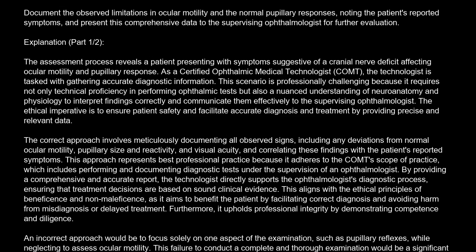The correct answer is B. Document the observed limitations in ocular motility and the normal pupillary responses, noting the patient's reported symptoms, and present this comprehensive data to the supervising ophthalmologist for further evaluation. Explanation. The assessment process reveals a patient presenting with symptoms suggestive of a cranial nerve deficit affecting ocular motility and pupillary response.